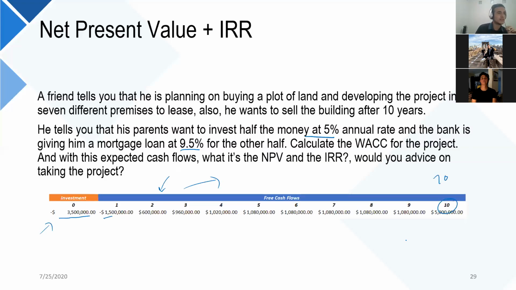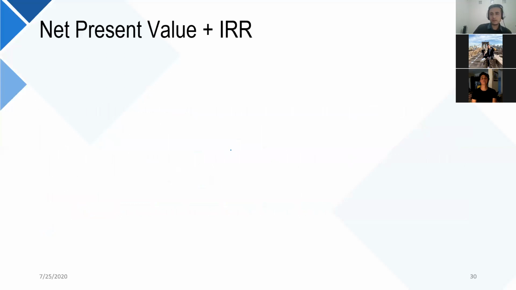We need to calculate the cost of capital. And we know we have a combination of rates. We have an investment that the parents are making, and they are expecting a 5% rate. Okay, that's a fixed rate the parents are going to be giving him. And then we have a loan here at 9.5%. And we know half the money will come from the investment, and the other half is going to come from the loan from the bank. Okay, so how do we calculate WACC? Well, it's actually pretty simple. We just multiply 50% by 5% and 50% by 9.5%. The addition of those two will be 7.25%, and this is our WACC. This is our cost of capital that we want to use as a discount rate for our cash flows.